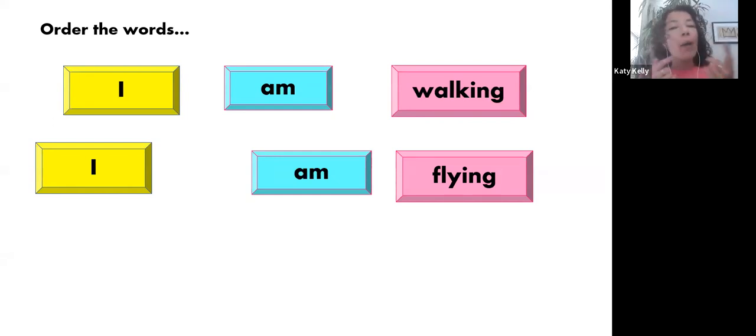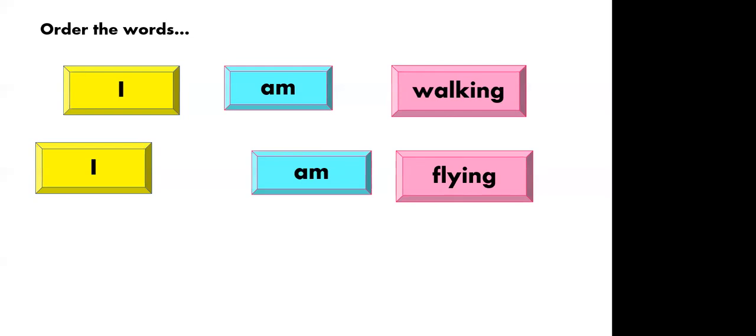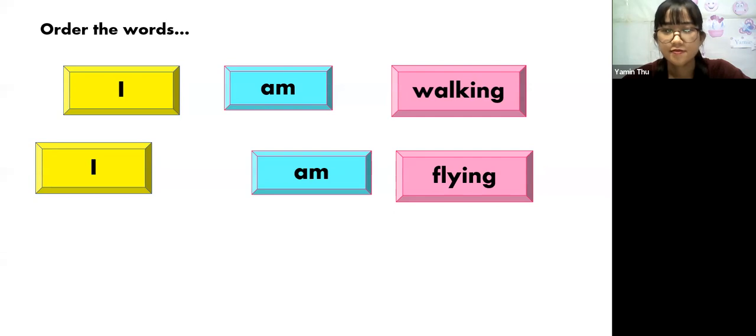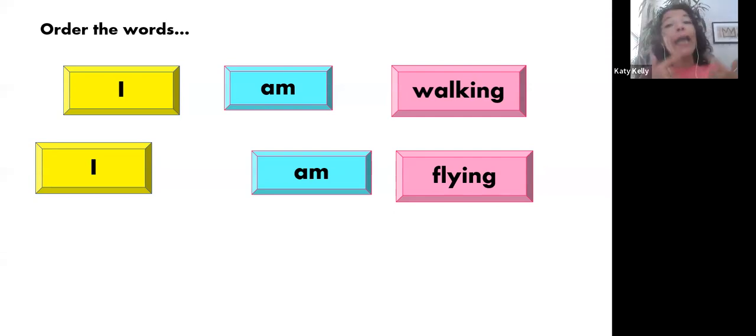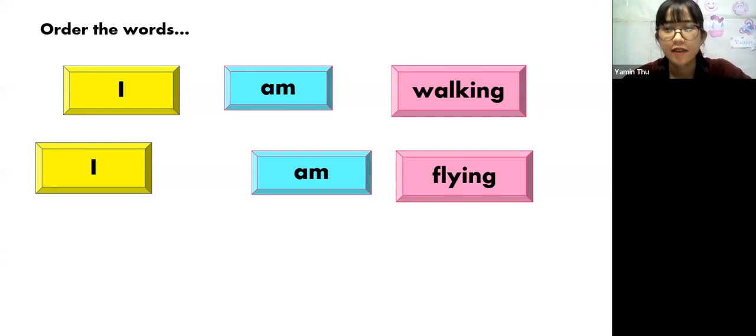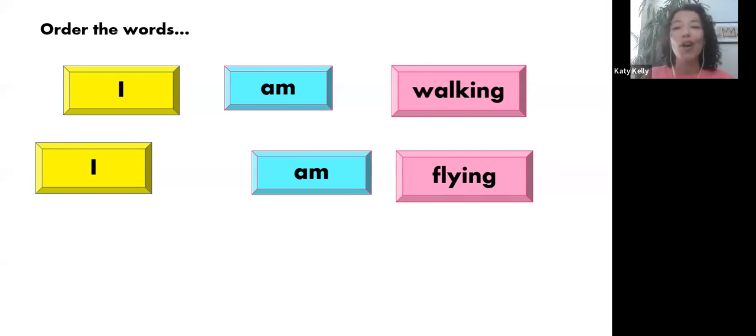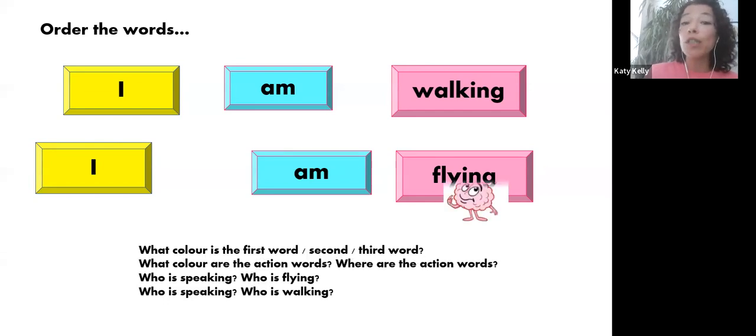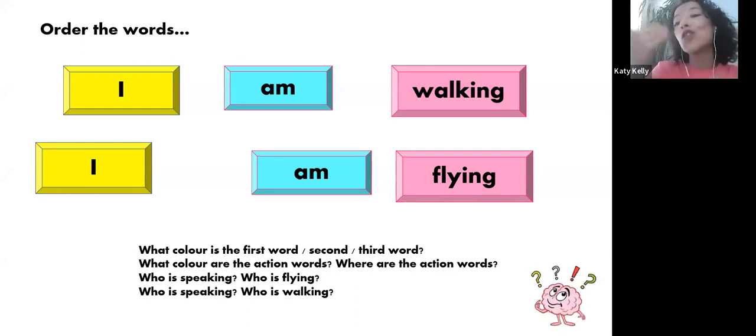So I am walking. Who said that? Who is talking? The beetle. A beetle, lovely. Good job. The beetle is walking. I am walking. Good job. What about flying? Who is speaking? The parrot. Yes. Fantastic. Well done. Lovely. So when they have ordered the words, we can ask them little questions to check and for them to notice the pattern as well.